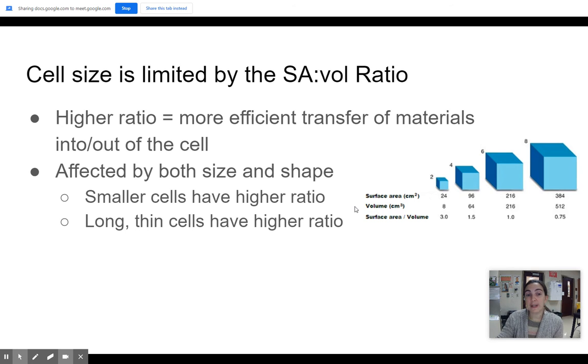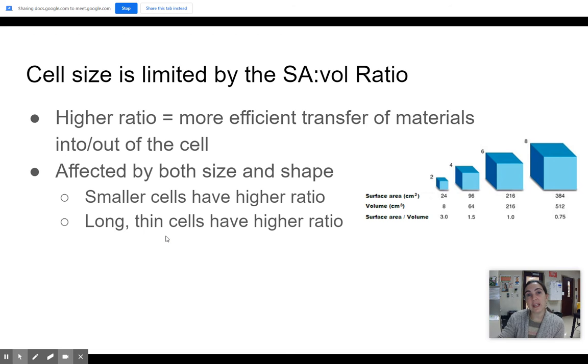This is also affected by the shape. If you cut any that were really long and thin, you probably noticed they also turned yellow sooner than some of the other cells. And so certain types of cells have particular shapes in order to make that transfer of materials in and out of the cell happen more efficiently.